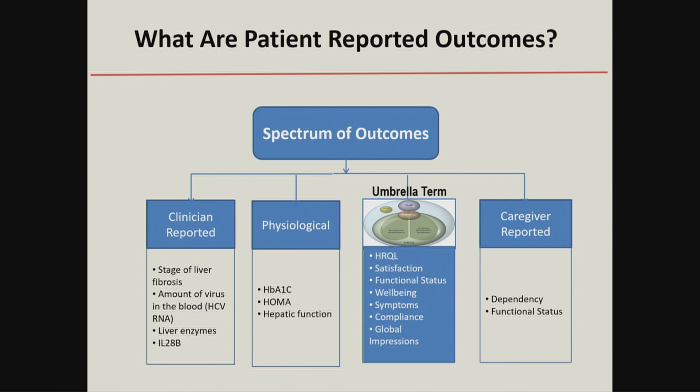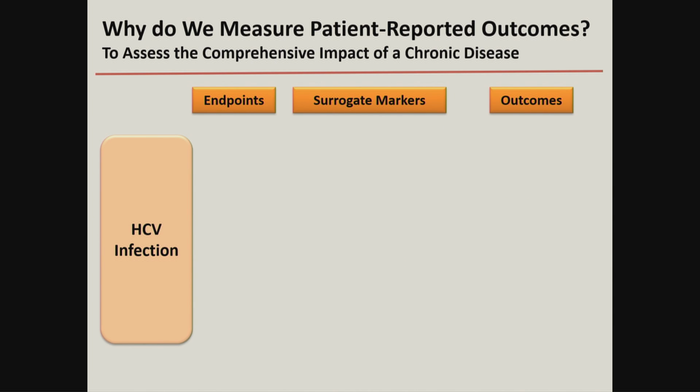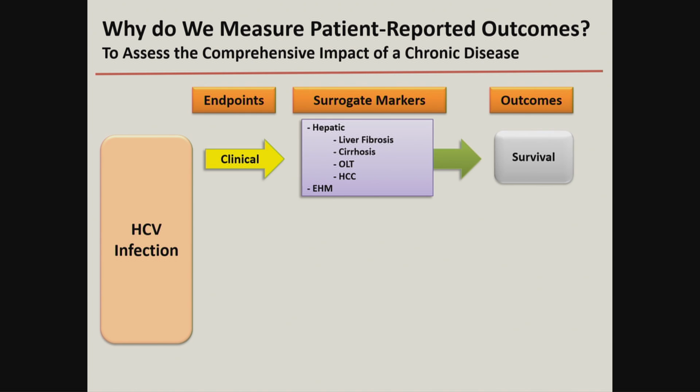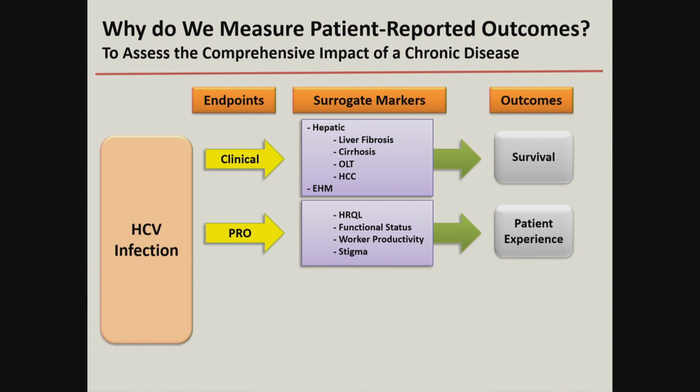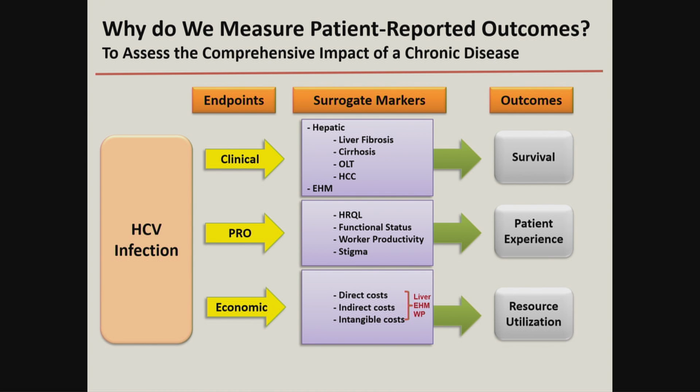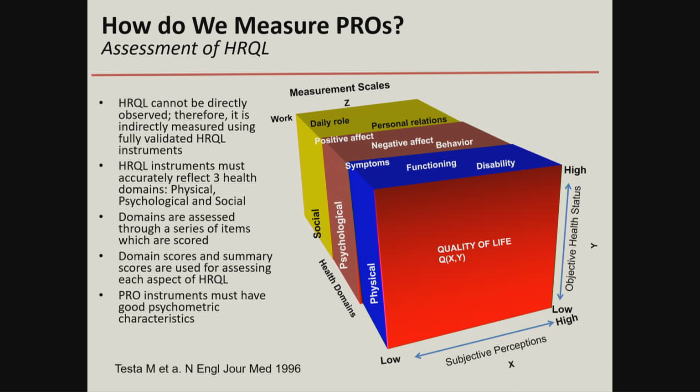PROs, or patient-reported outcomes, really is an umbrella term that includes a number of things, including health-related quality of life, patient satisfaction, compliance, and other things. And we are measuring PROs because we want to capture the comprehensive impact of a chronic disease such as hepatitis C. So, for example, the clinical outcomes are really, for example, liver fibrosis or cirrhosis. They're a surrogate of survival. On the other hand, PROs are the surrogate for patient experience, while economic outcomes are surrogate for resource utilization.